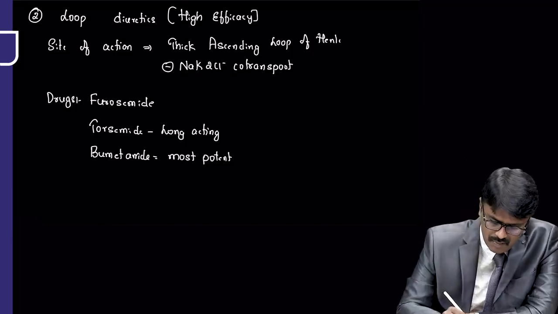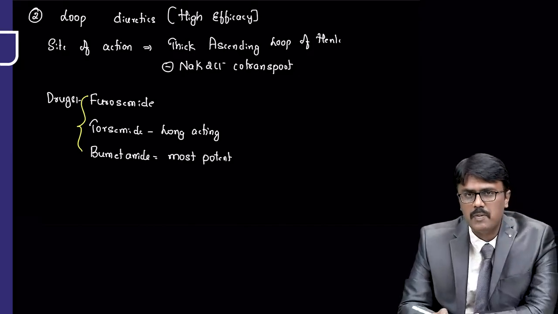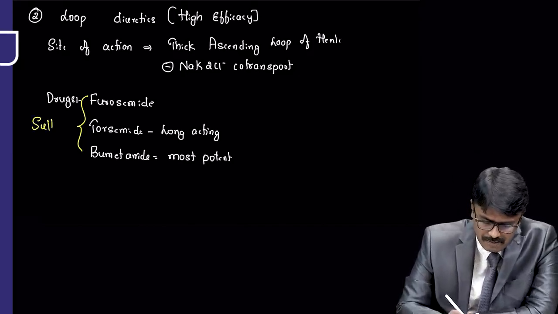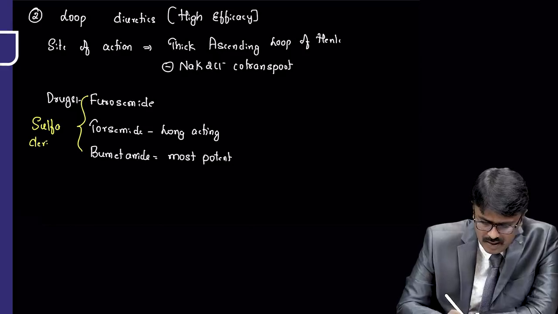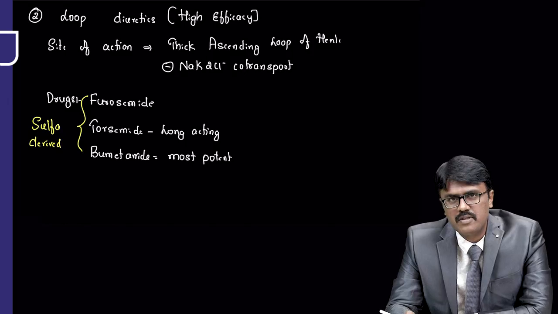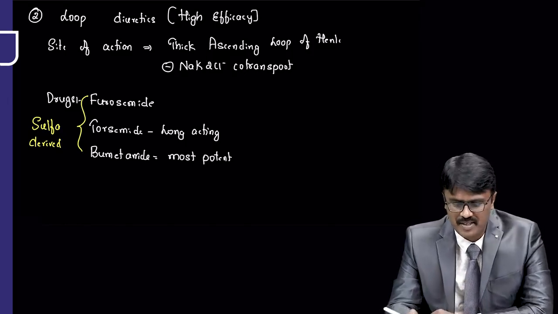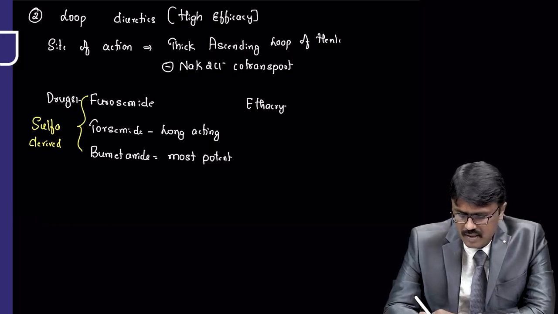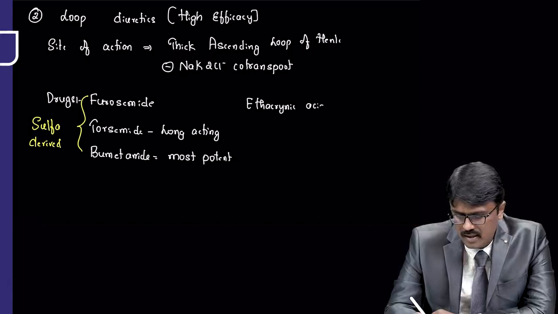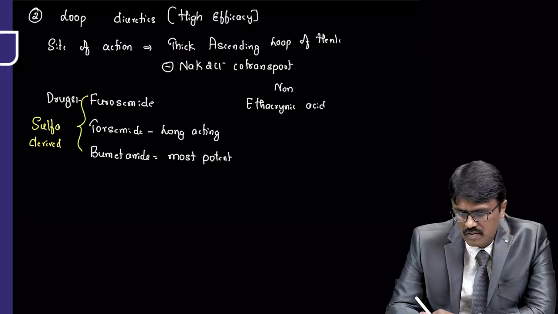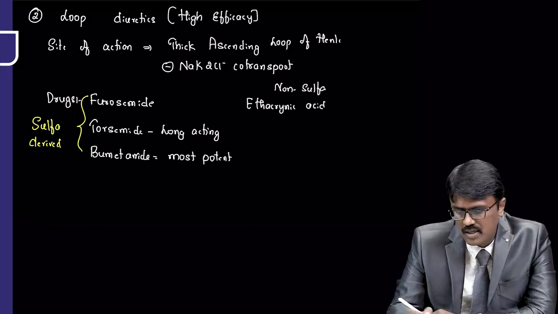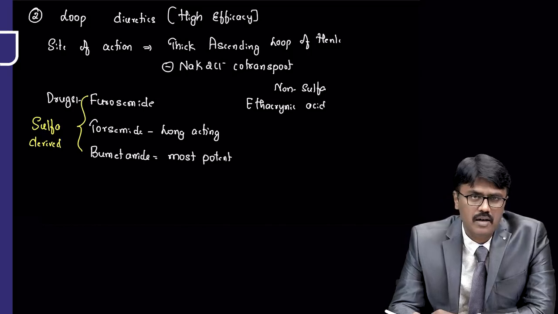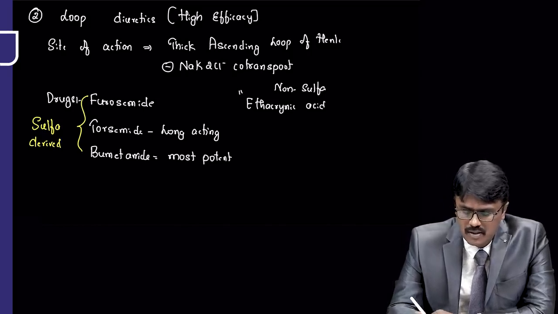That's it. Remember, all these furosemide, torsemide, bumetanide are all derived from sulfur. So they are sulfur derived. So what is the problem if they are derived from sulfur? We all know that allergy. There is a drug called ethacrynic acid. Ethacrynic acid is not a sulfur, it's a non-sulfur drug. Suppose a patient has sulfur allergy and you want to prefer a loop diuretic, what you prefer is ethacrynic acid. Now, once I know this, let me tell you in detail what is the mechanism, how these drugs work.